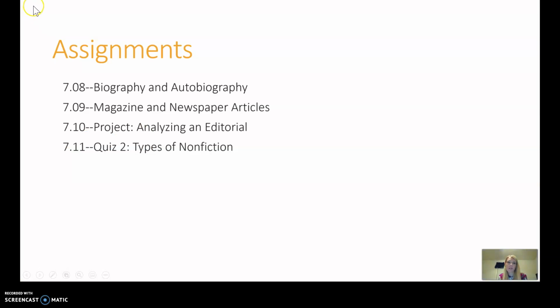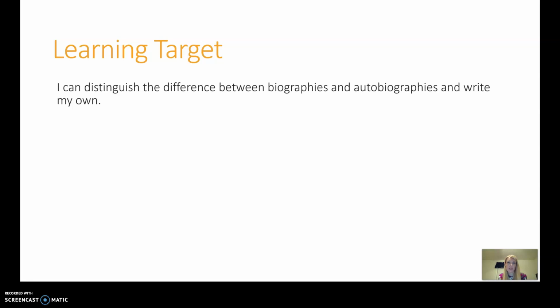Your assignments for the week are 7, 8, 9, 10, and 11. The learning target this week is I can distinguish the difference between biographies and autobiographies and write my own.